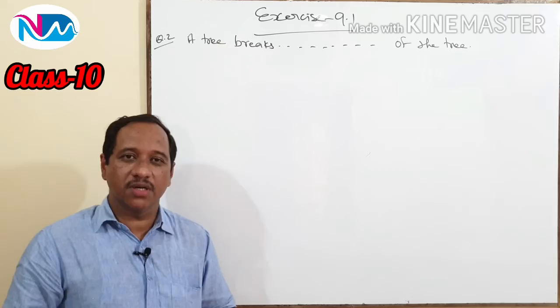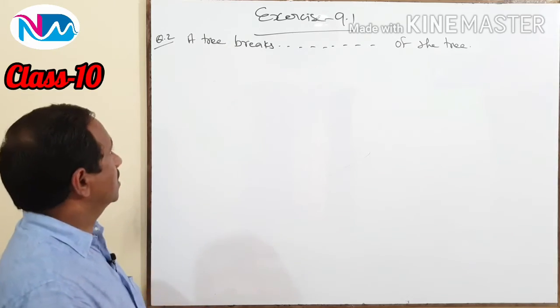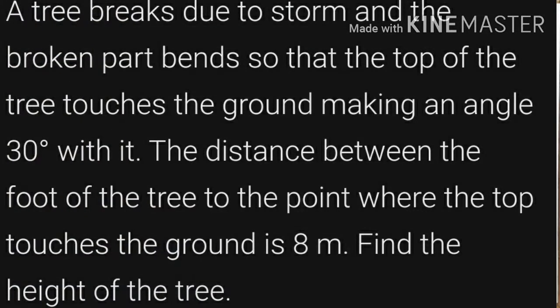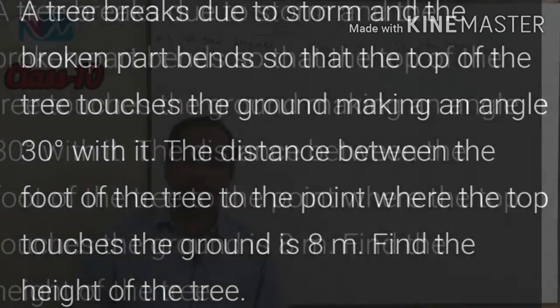Now look at question number 2. A tree breaks due to storm and the broken part bends so that the top of the tree touches the ground, making an angle 30 degree with it. The distance between the foot of the tree to the point where the top touches the ground is 8 meter. Find the height of the tree.